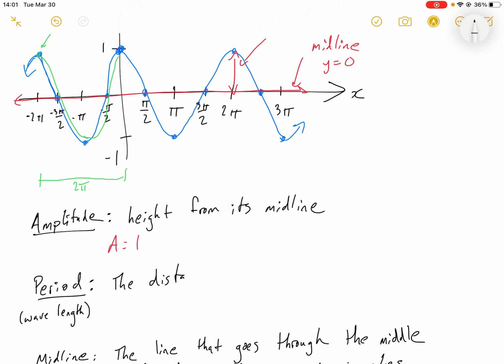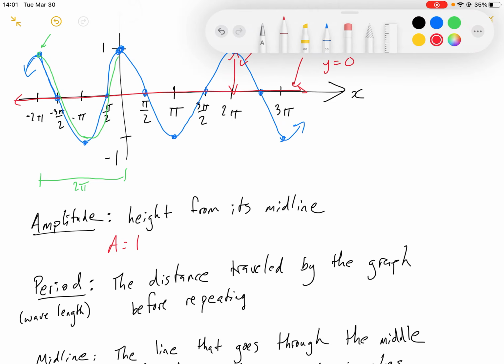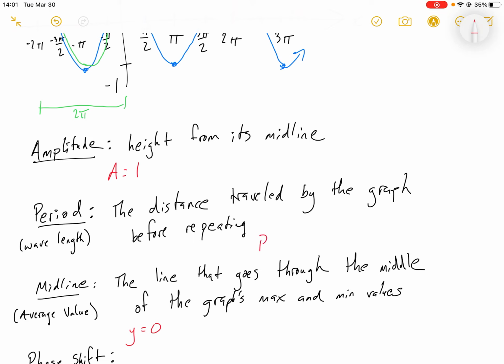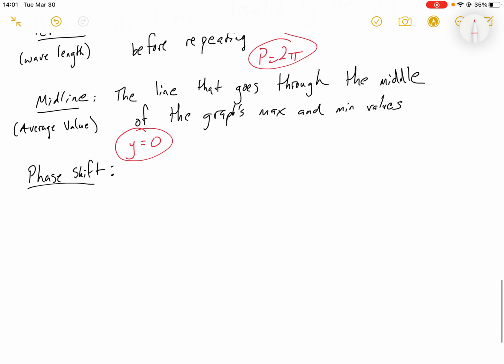So it's basically the distance traveled by the graph before repeating itself. And once again, for the parent functions, the period is 2 pi. So everything you see in red here and circled is for the parent function.